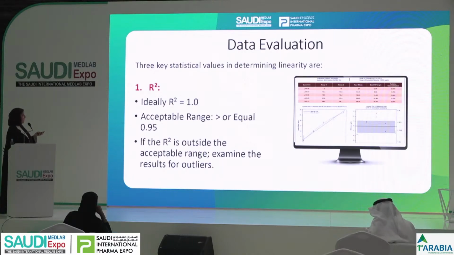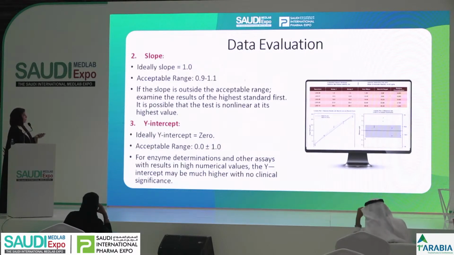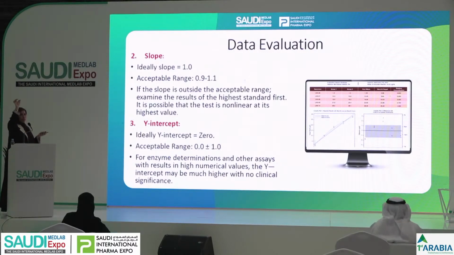Here, R2 ideally should be 1, but it should be more than or equal to 0.95. Some labs, if they are very challenged with their concentrations, use 0.90, but not less than this. If R squared is outside, then the corrective action is to examine the result for outliers or repeat your test. Second acceptance criteria is the slope, ideally 1 as well, and the range for acceptance is 0.9 to 1.1. And if the slope is outside, then you have to examine the result for the highest standard. The highest standard always affects the slope. It will move the line.